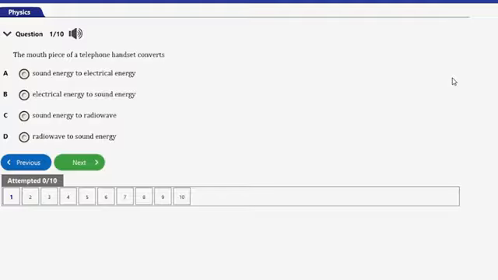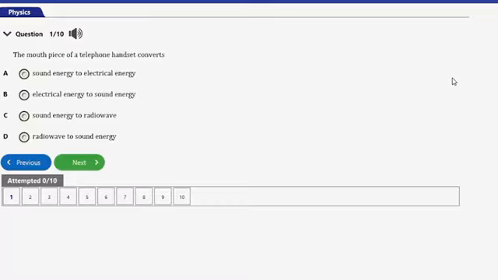It says the mouthpiece of a telephone handset converts A. Sound energy to electrical energy, B. Electrical energy to sound energy, C. Sound energy to radio wave, D. Radio wave to sound energy. So the answer to this question is option A, sound energy to electrical energy.